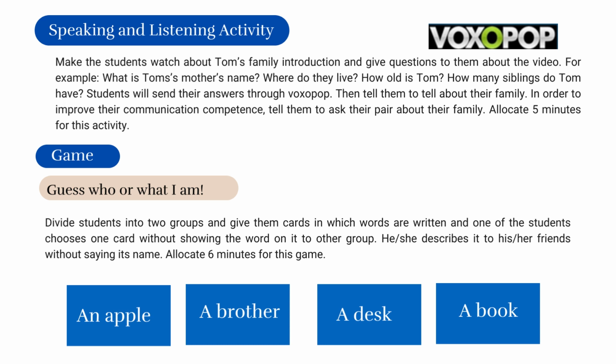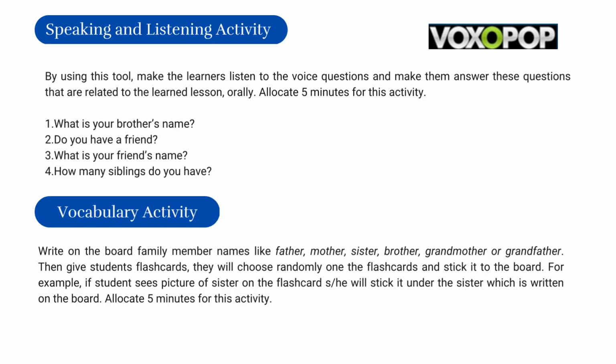And there is also a game: Guess who or what I am. Divide students into two groups and give them cards in which words are written, and one of the students chooses one card without showing the word on it to the other group, and describes it to his or her friend without saying its name. So 6 minutes is allocated to this game. For example, there is the word apple, and one of the students tries to explain this word without showing it to the other group.